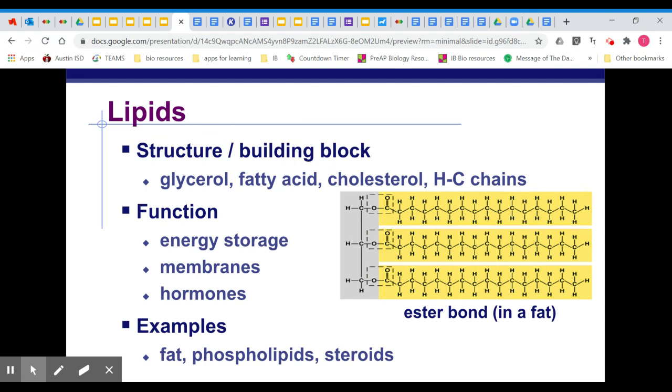Lipids, these are also made up of just hydrogen, carbon, oxygen, but they're going to consist of mostly hydrogen and carbon, and you'll find these kind of long chains, particularly if you're looking at your fats. They're used for energy storage. They're found in membranes, and hormones.